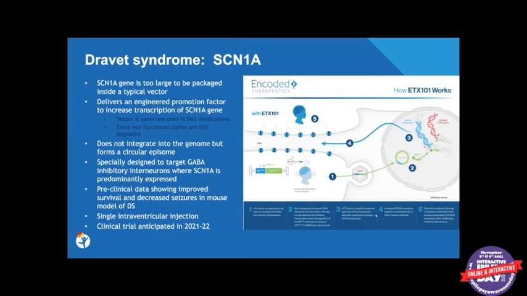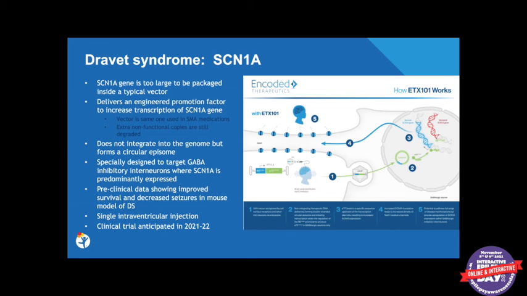Unfortunately, the SCN1A gene is too large to be packaged inside one of those viral vectors. So a different therapy, which again I took from the Encoded Therapeutics website, delivers a promoter factor to increase the production of SCN1A. So it attaches to one of those regulatory signals and says, make more of this protein because one of the copies isn't working. The vector that is being used is the same one that's used in the already approved SMA medications, which have been around since 2016. Again, functional copies are still degraded by the body.